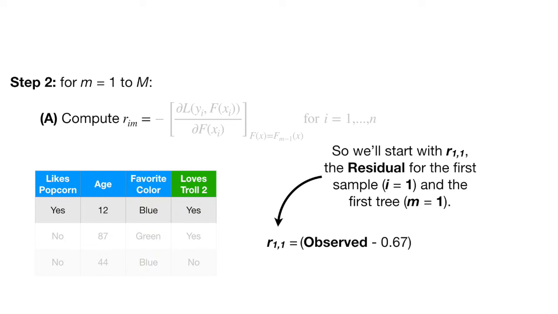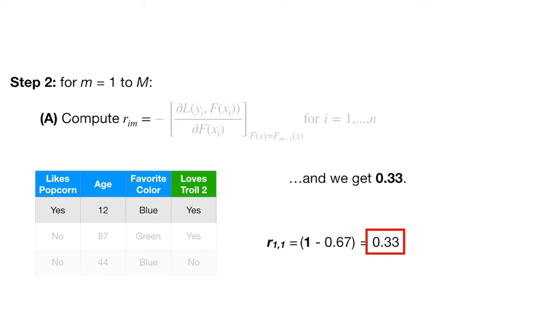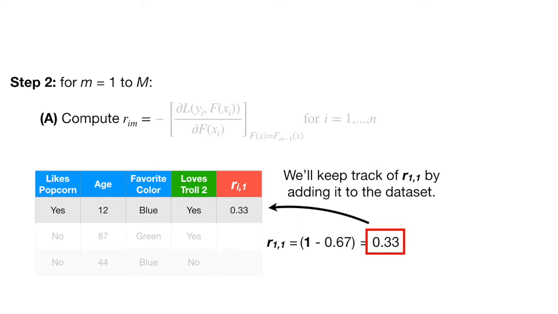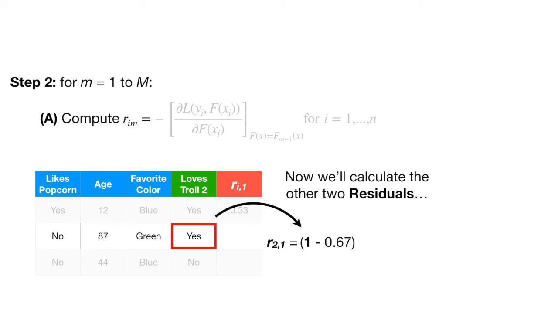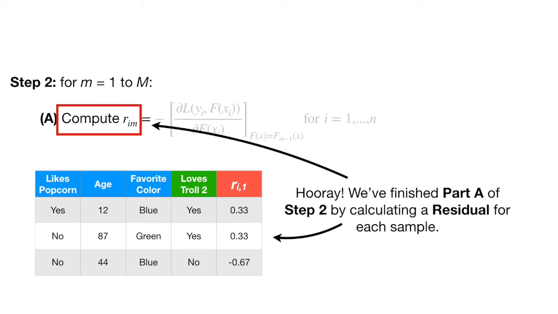So we'll start with r sub 1, 1, the residual for the first sample and the first tree. So we plug in the observed weight for the first sample, and we get 0.33. We'll keep track of r sub 1, 1 by adding it to the dataset. Now we'll calculate the other two residuals. Hooray! We finished part A of step 2 by calculating a residual for each sample.